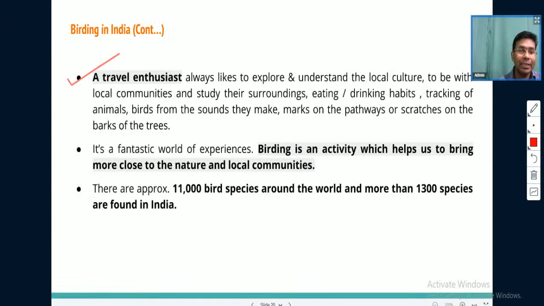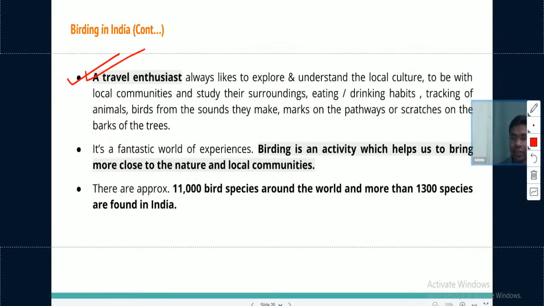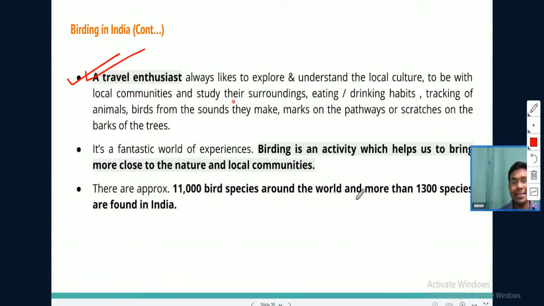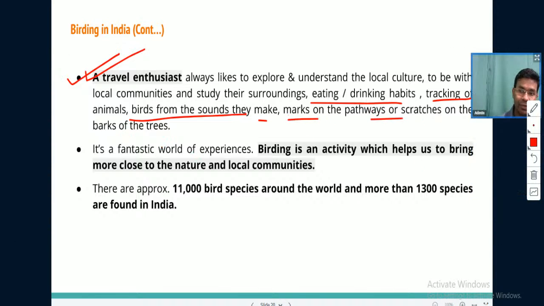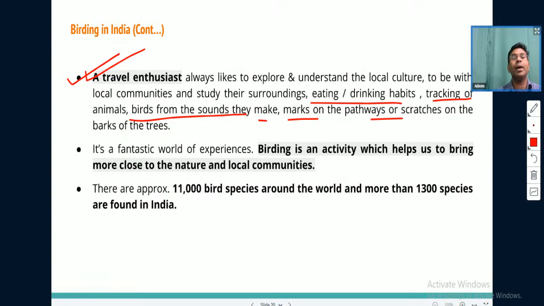And when we talk about a travel enthusiast, a person who keeps on traveling from one place to another, they always like to explore and understand the local culture, to be with local communities and study their surroundings, eating or drinking habits, tracking of animals and birds from the sounds they make, marks on the pathways and scratches on the barks of the trees. So the thing is, enthusiasts keep a close eye on the movement of different kinds of animals and birds across the globe. So it's a fantastic world of experience.